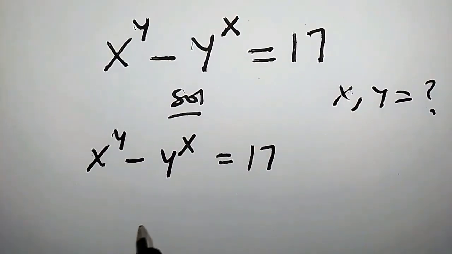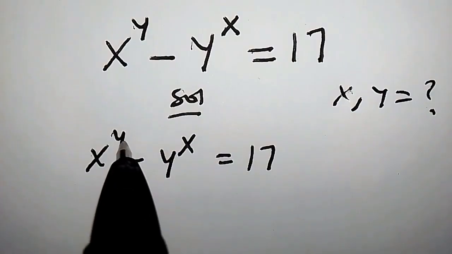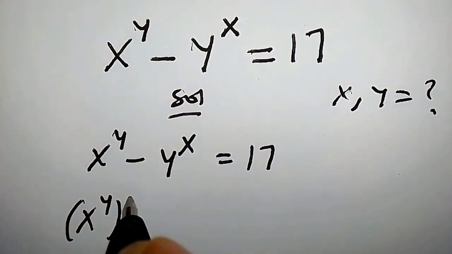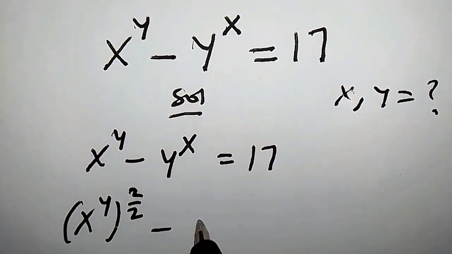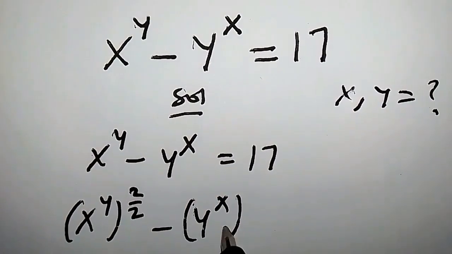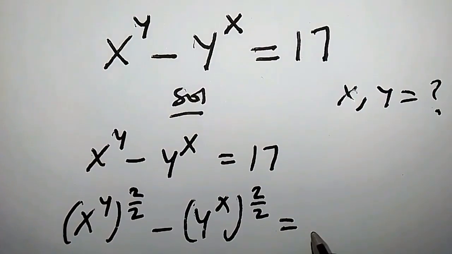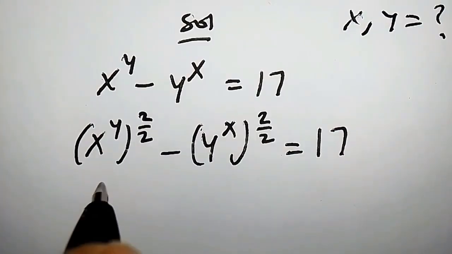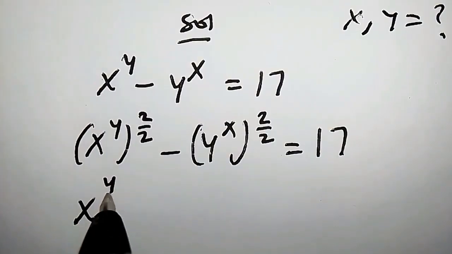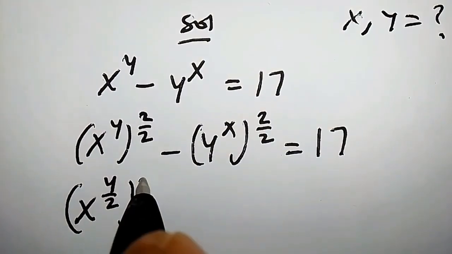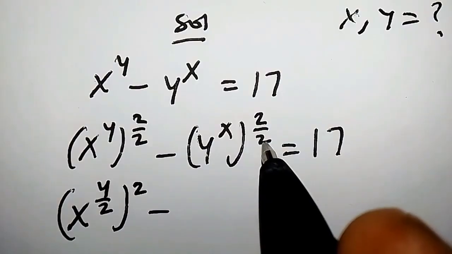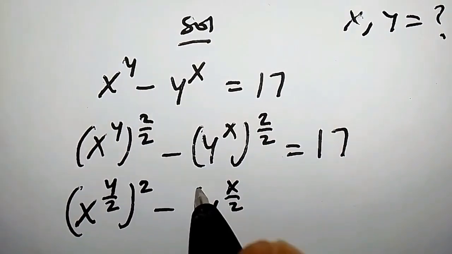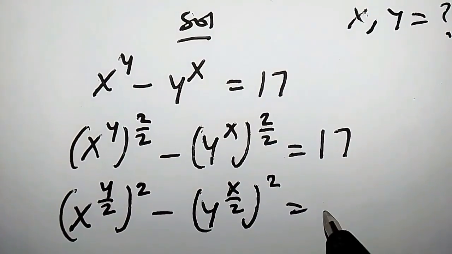The trick here is that we are going to multiply both powers by 2 over 2. So that will be x raised to y times 2 over 2 minus y raised to x times 2 over 2 equal to 17. Let's continue. If we take these 2s inside the bracket, we have x raised to y over 2 times 2 minus, and if we also take these 2s inside the bracket, we have y raised to x over 2 times 2 equal to 17.